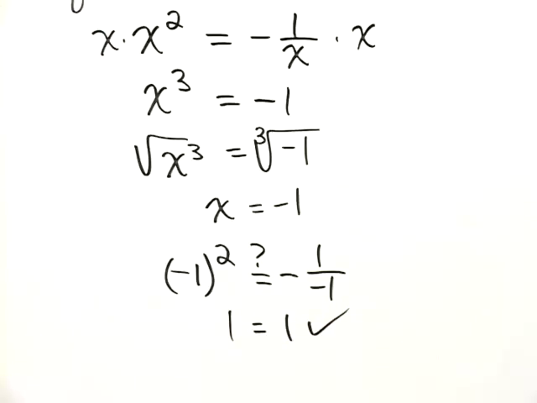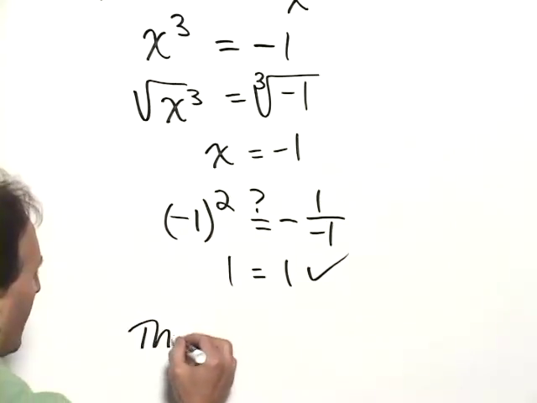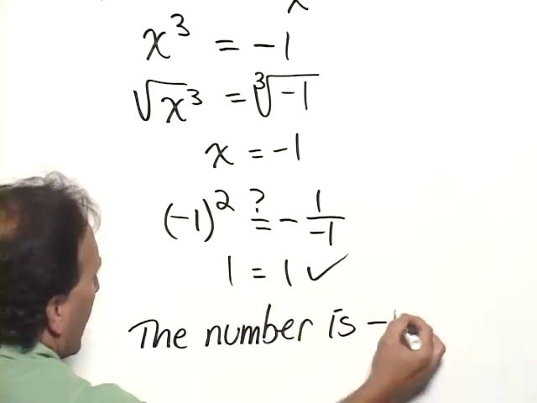And so step 5, which is to state the solution, is the number is negative 1.